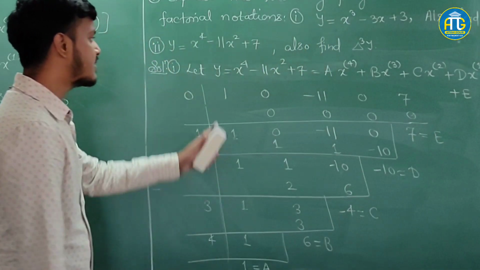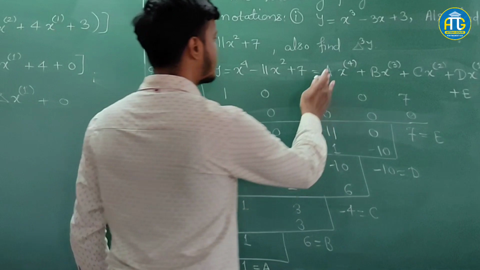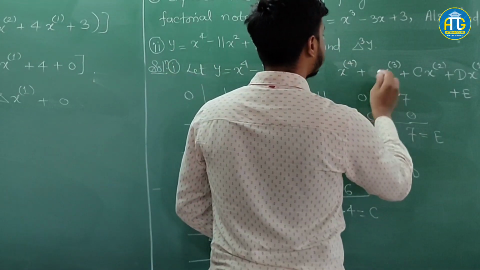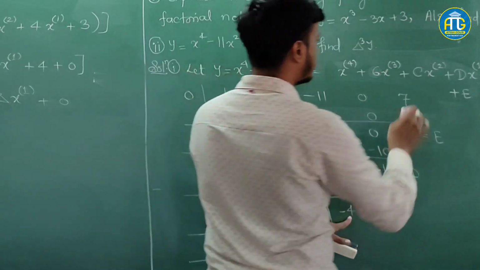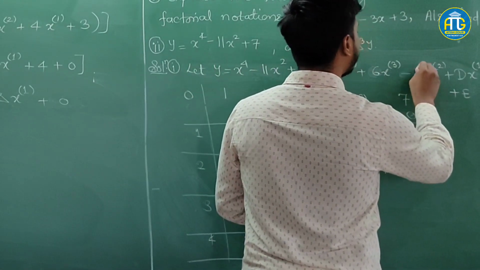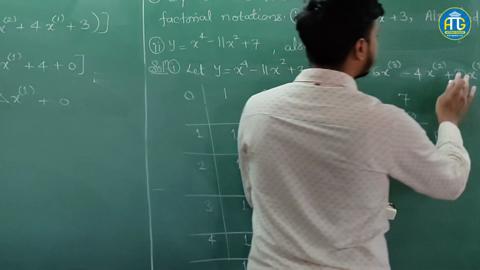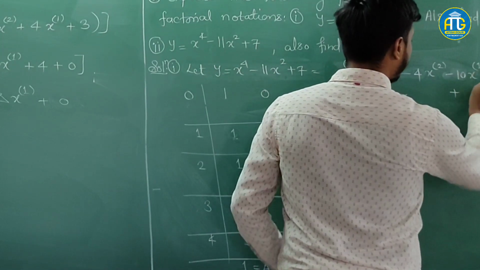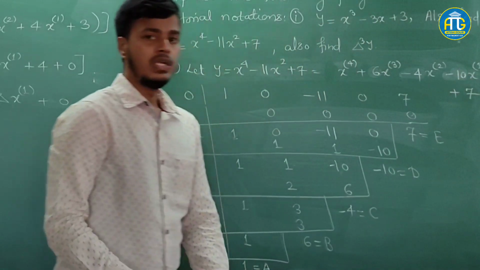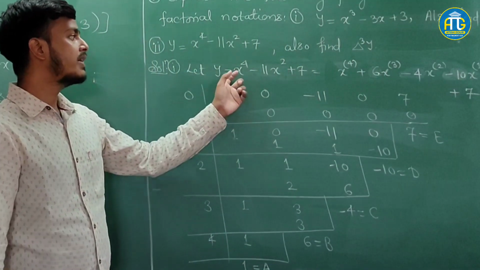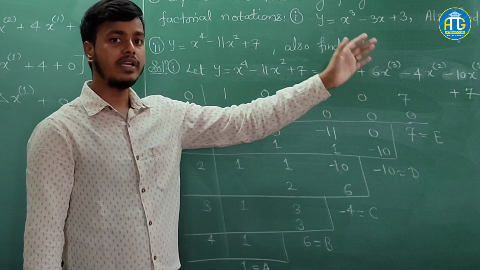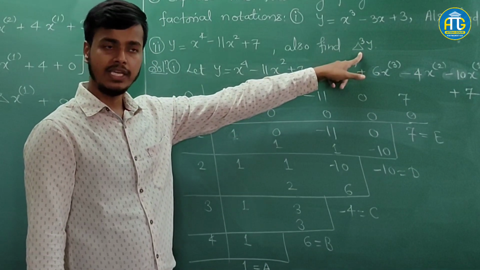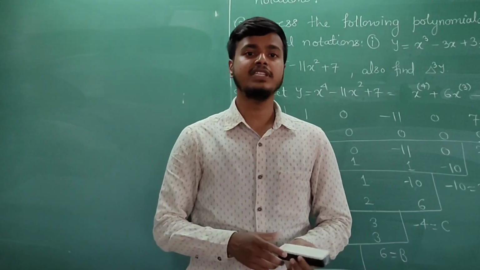So you can write this y is equal to this as 1x to the power 4 factorial. Then B is 6x raised to 3 factorial. Then this is minus 4 x raised to 2 factorial. Then this is minus 10 x raised to 1 factorial plus 7. So I have expressed this polynomial in factorial notation. Now it's your duty to find out del 3 of y. Okay. So this is what we have in this learning video.